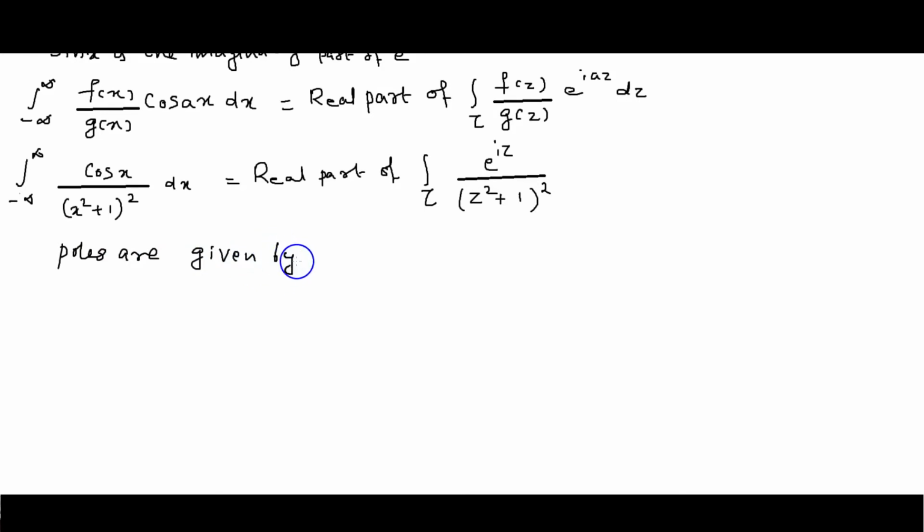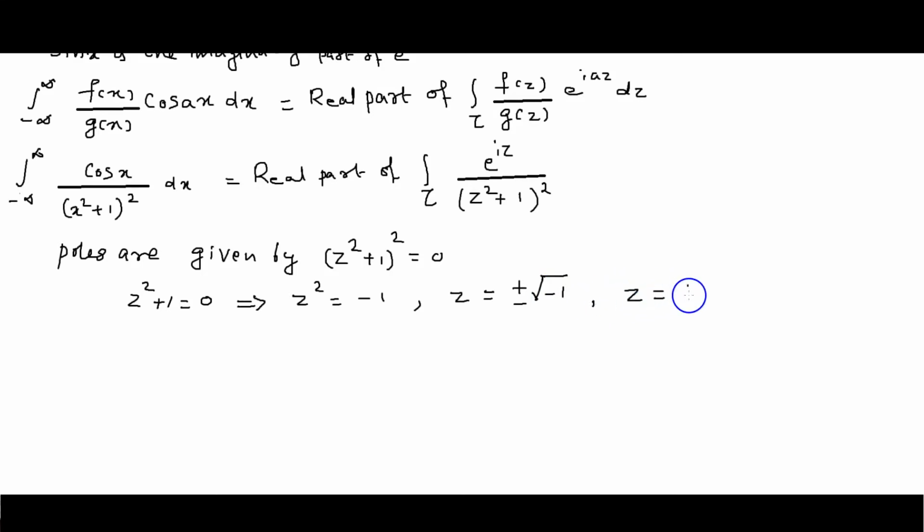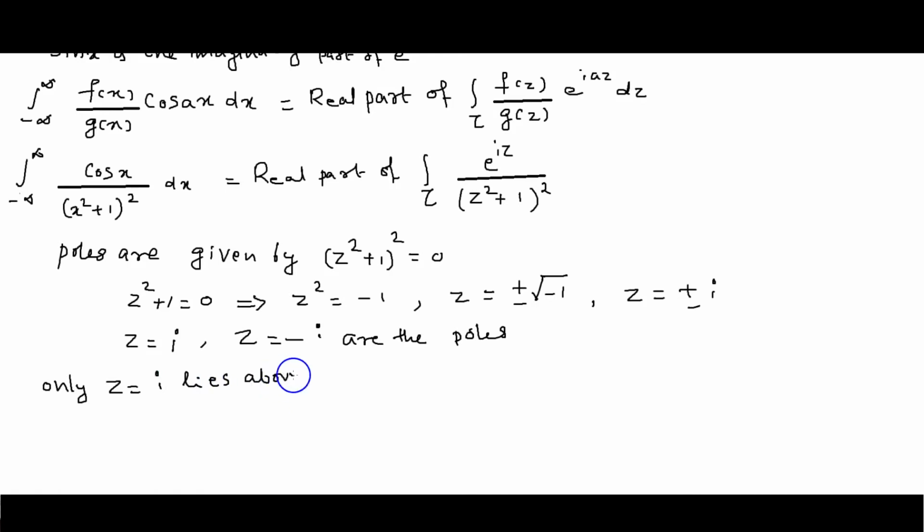Here the poles are given by (z square plus 1) the whole square equal to 0. Then z square plus 1 equal to 0, then z square is equal to minus 1. Taking square root on both sides, we get z equal to plus or minus root of minus 1, which is plus or minus i. Then we get the poles z equal to i and z equal to minus i. Only z equal to i lies above the real axis. In type 3, we have to find the residues of only the poles which are above the real axis.